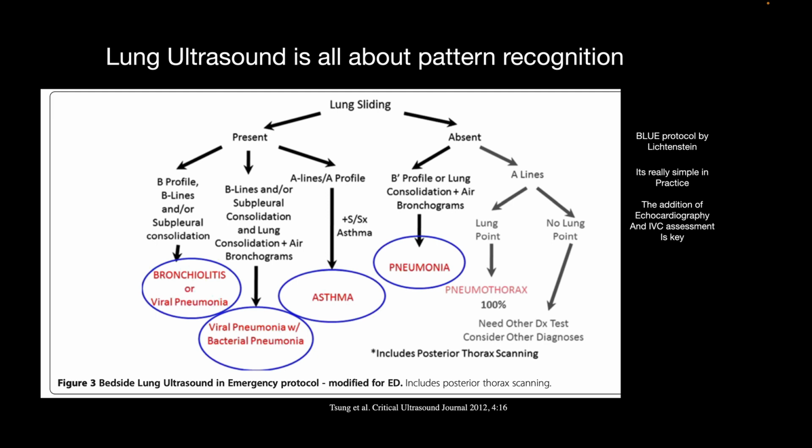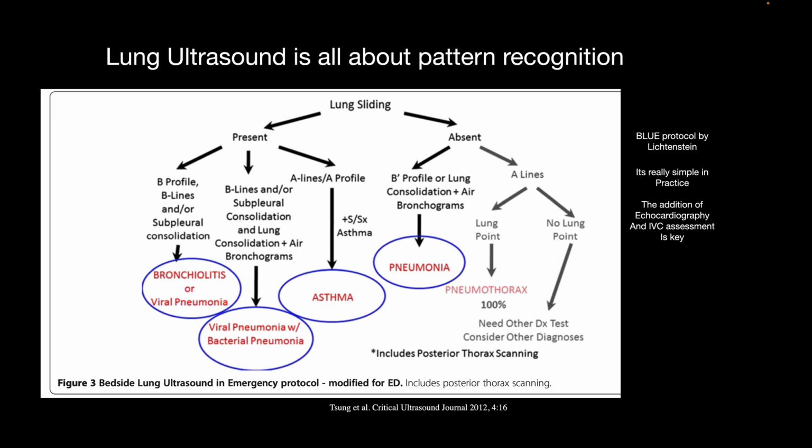However, if you have a predominantly B-line profile, particularly if it's towards the bottom of the lungs, then that may make you think about something like heart failure. So that will tend to give you lung sliding, B-line profile, and that will make you think of heart failure.